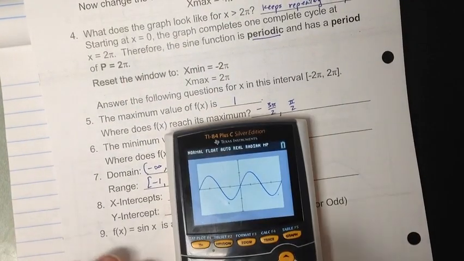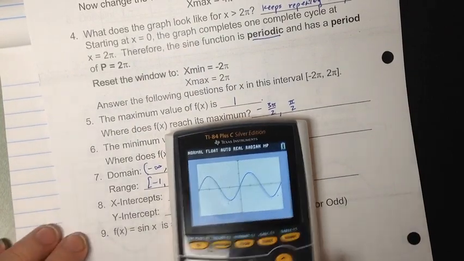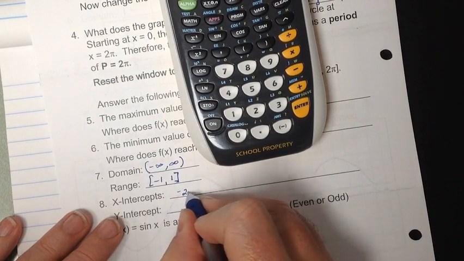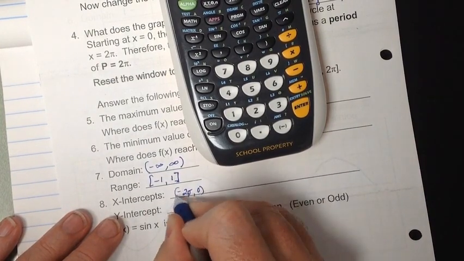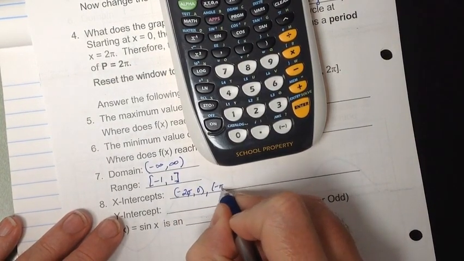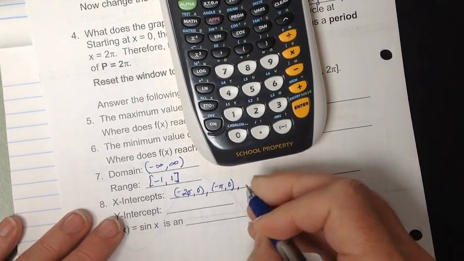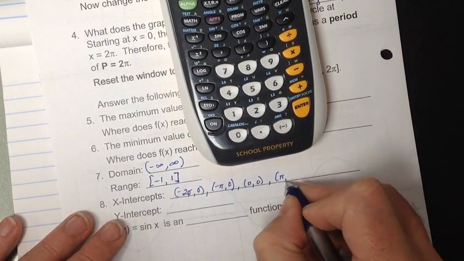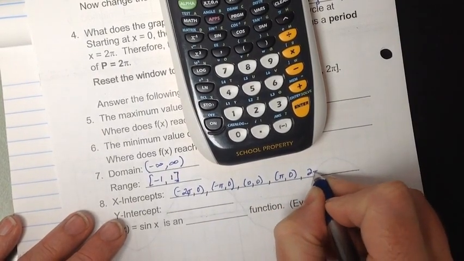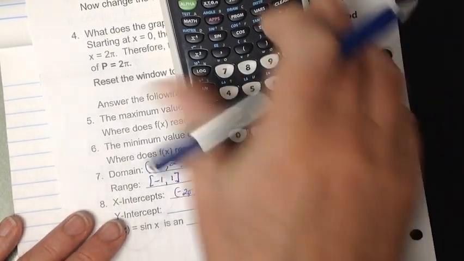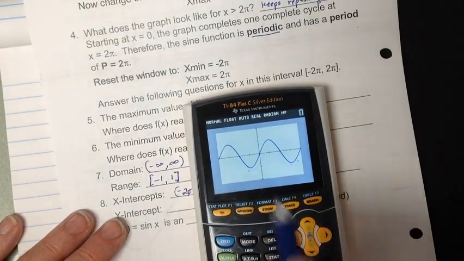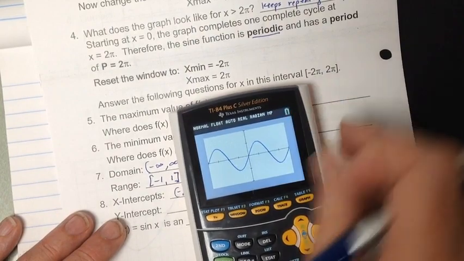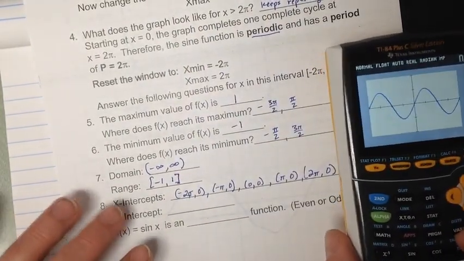X-intercepts. So I hit the x-axis 1, 2, 3, 4, 5 times. All right, I'm hitting the axis at negative 2 pi, 0, negative pi, 0, 0, 0, pi, 0, 2 pi, 0. So pretty clearly, every time I have another integer multiple of pi, I'm going to get a 0. I'm going to get an x-intercept.